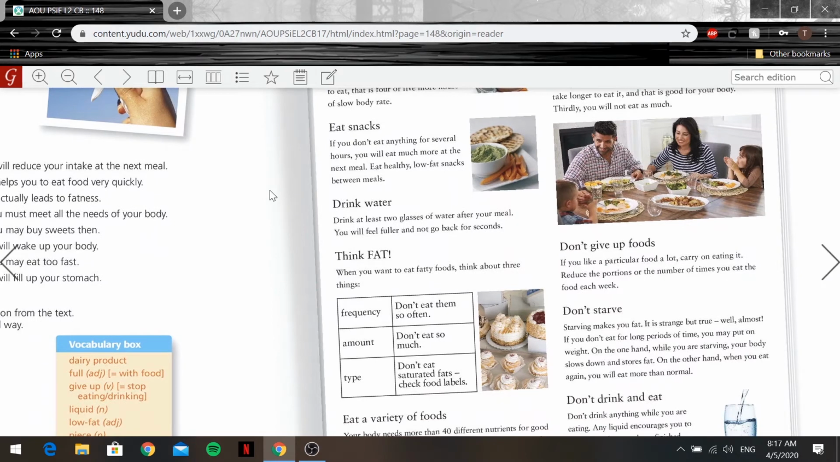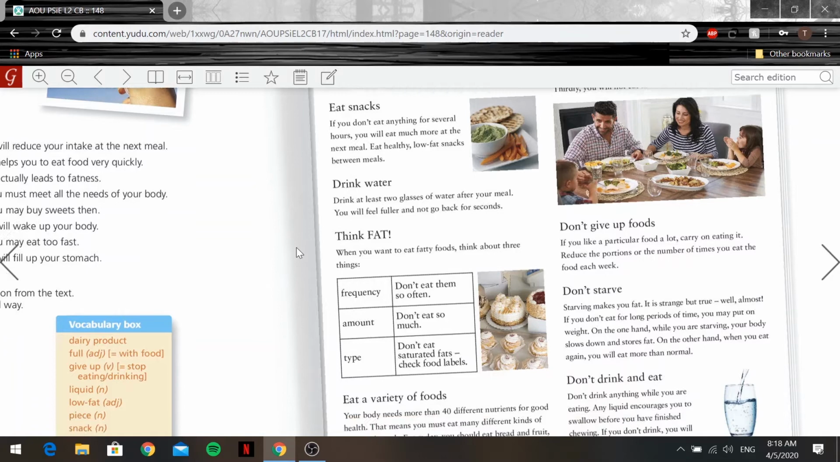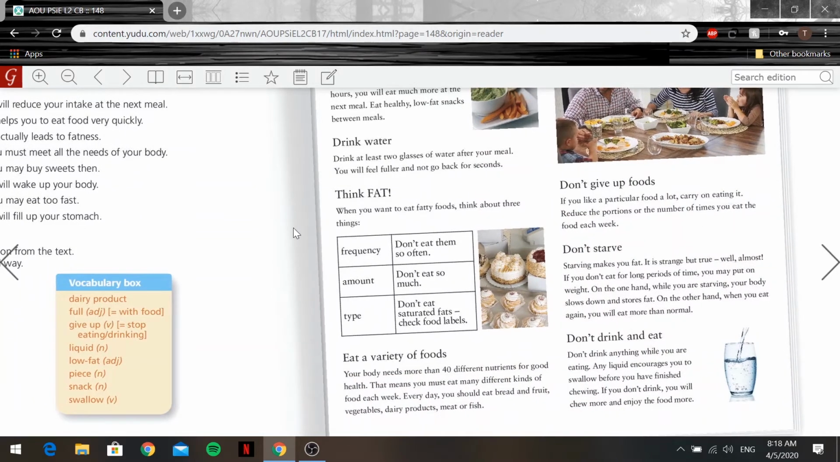Don't give up foods. If you like a particular food a lot, carry on eating it. Reduce the portions or the number of times you eat the food each week. Don't starve. Starving makes you fat. It is strange but true. Well, almost. If you don't eat for long periods of time, you may put on weight. On the one hand, while you're starving, your body slows down and stores fat. On the other hand, when you eat again, you will eat more than normal.